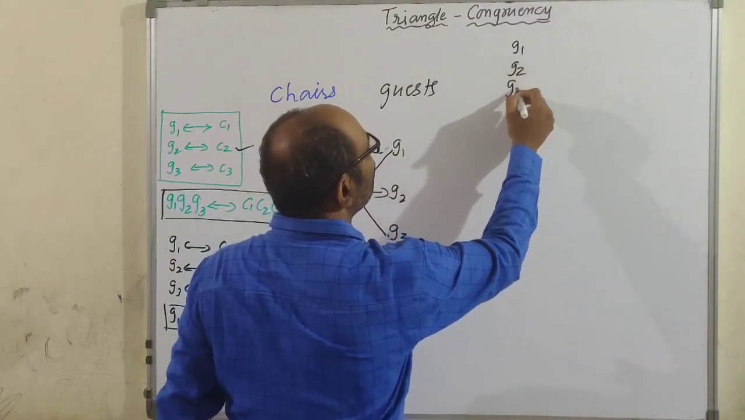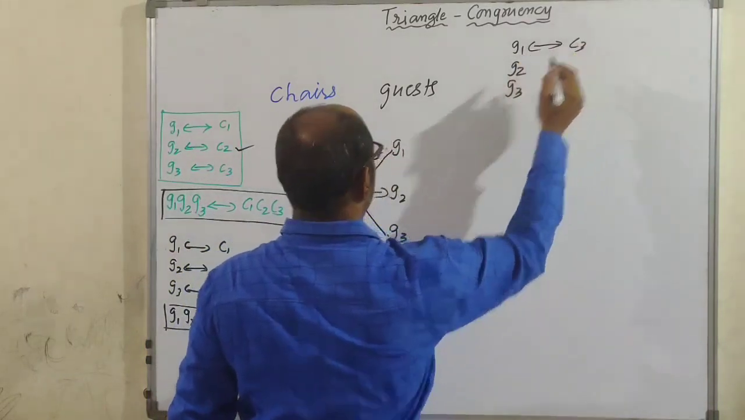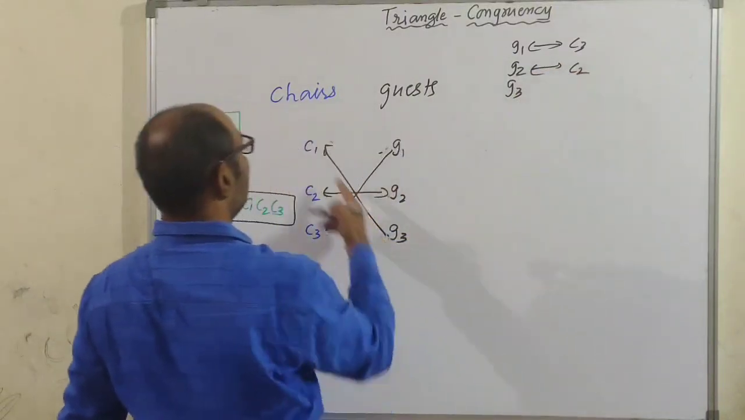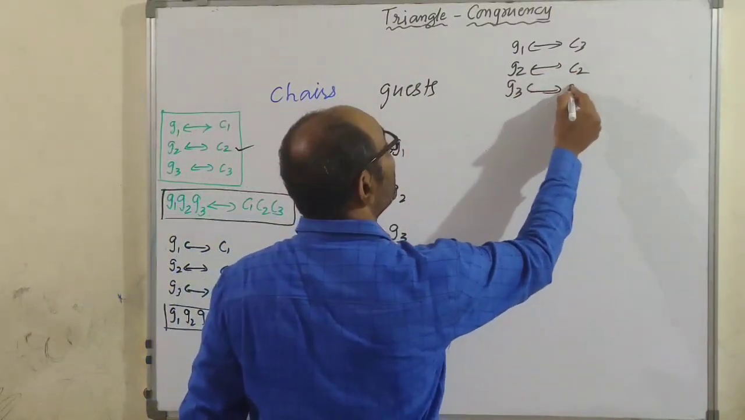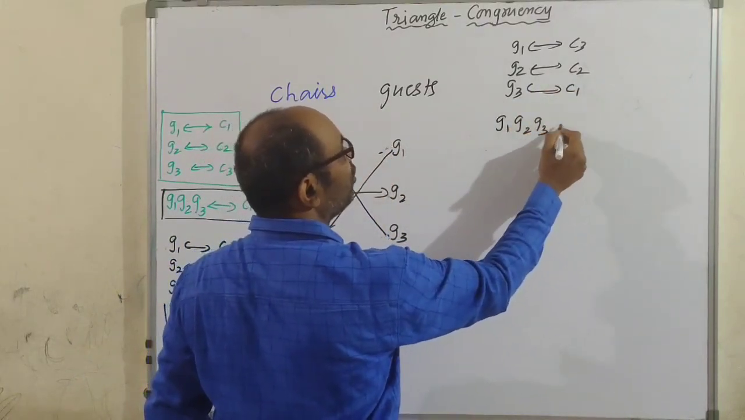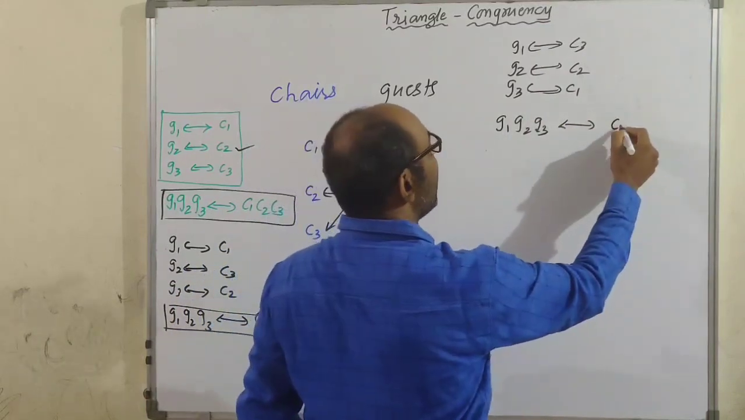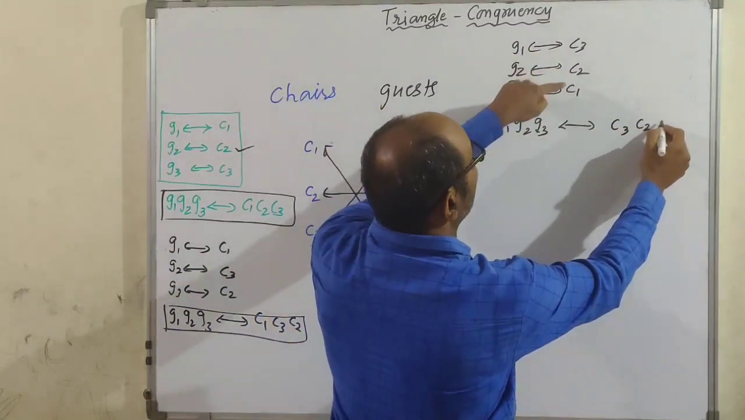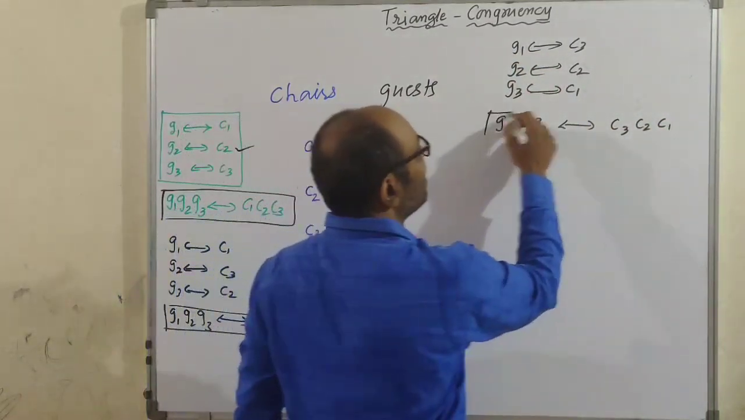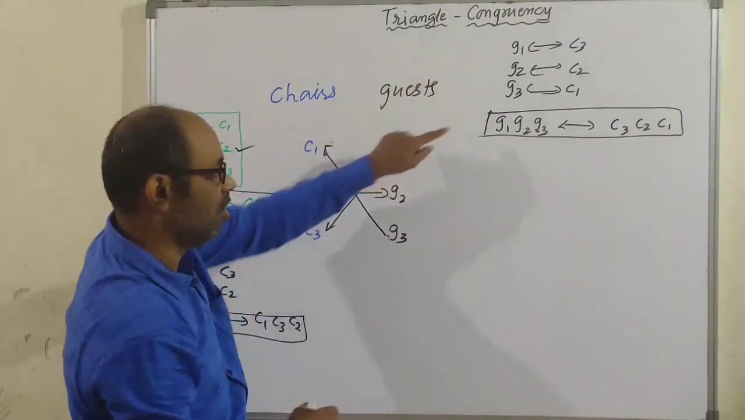G1, G2, G3. G1 is connected to chair 3. G2 is connected to chair 2. And G3 is connected to chair 1. So this is a new arrangement. G1, G2, G3 are associated with chair 3, chair 2 and chair 1 in that order. So this is the third arrangement that is possible. Correct? Either you say this or this.